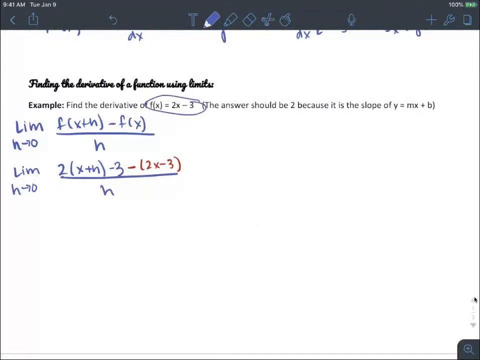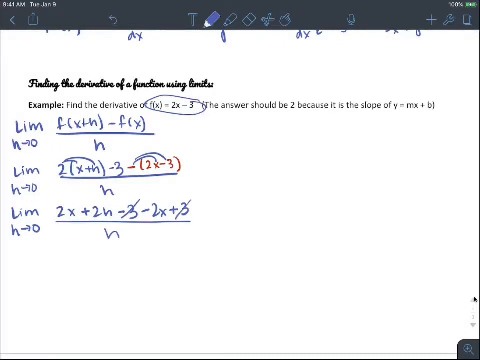Okay, we're going to simplify a lot. The limit as h goes to 0, let's distribute: 2x plus 2h minus 3, distribute the negative: minus 2x plus 3, all over h. I see that these 3s cancel and the 2x's cancel, leaving me with the limit as h approaches 0 of 2h over h. And I also see that these h's cancel, which just means that I have 2. So when I use this limit definition of a derivative, what I'm saying is that the derivative f prime of x is equal to 2.